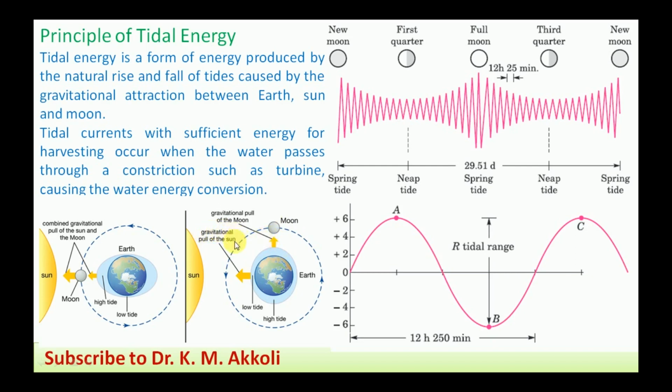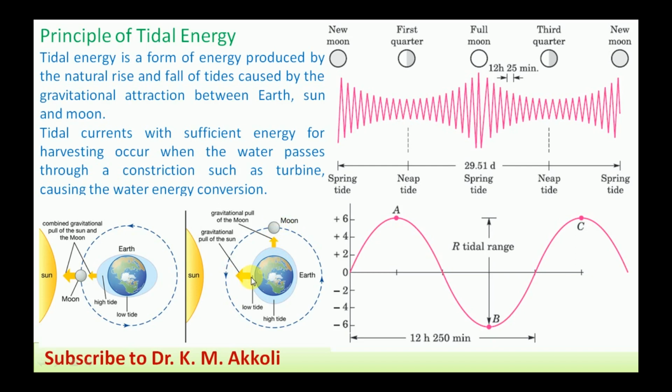The gravitational pull of the sun gives a somewhat lesser height, because the sun is at a larger distance than the moon. With the moon in front, the rise of the water level in the sea will be more compared to that with the sun in front.